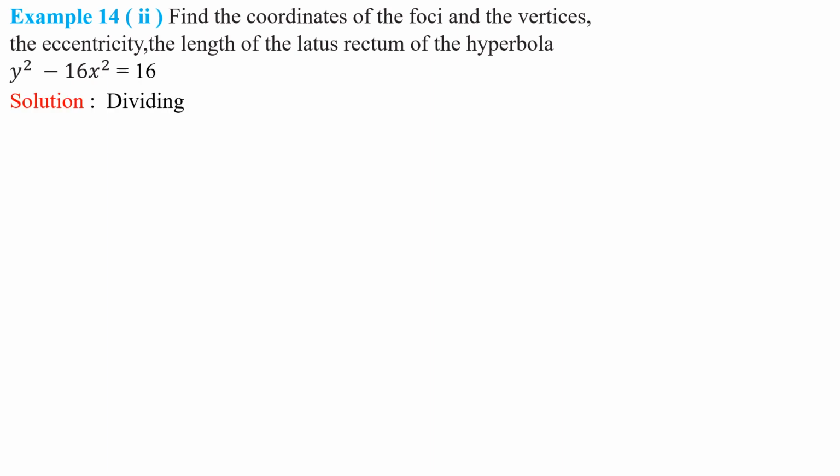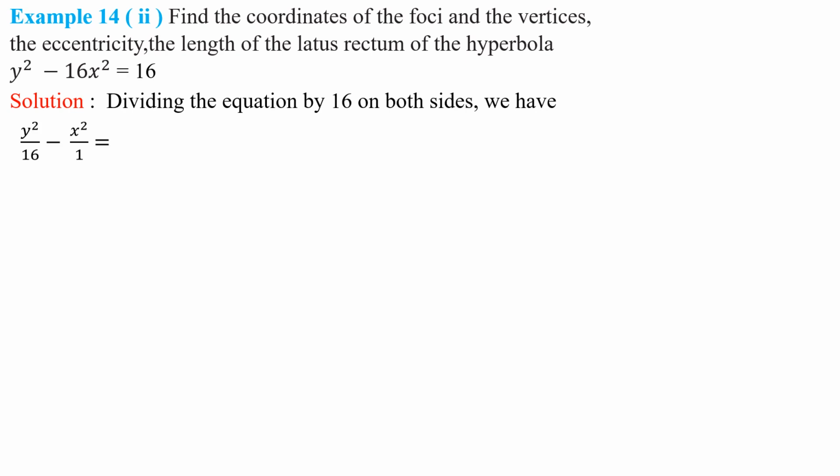Now come to the solution part. To convert the given equation into the standard form of hyperbola, let us divide the entire equation by 16, because we should get 1 in RHS. What is there in RHS? 16 is there. So to make this number as 1, we are dividing this entire equation by 16. Understood this statement, children? Then we get y square by 16 minus x square by 1 is equal to 1.